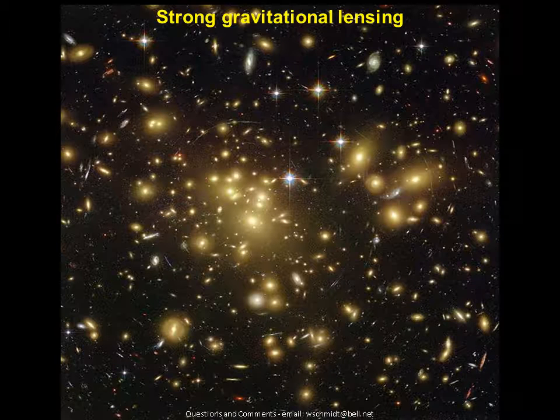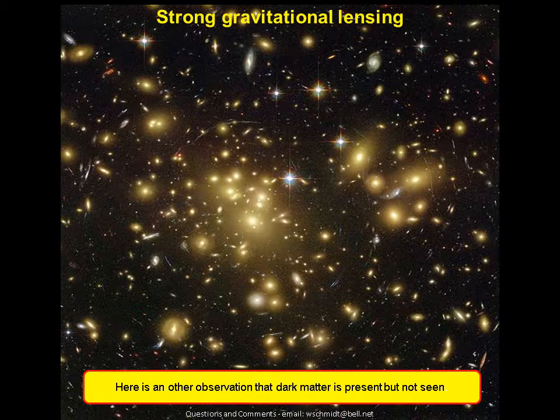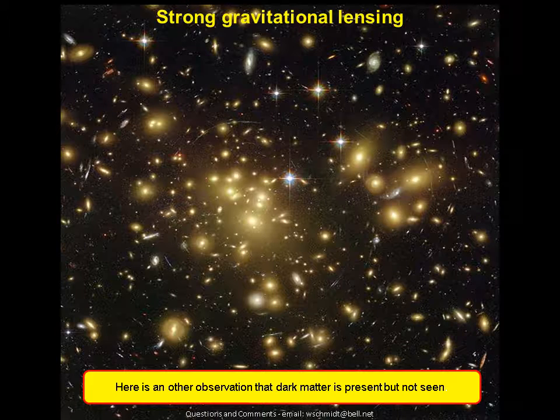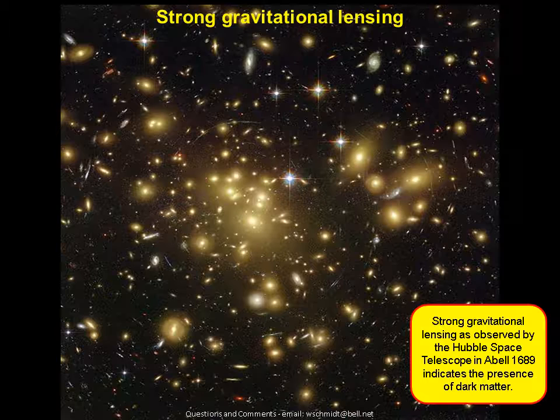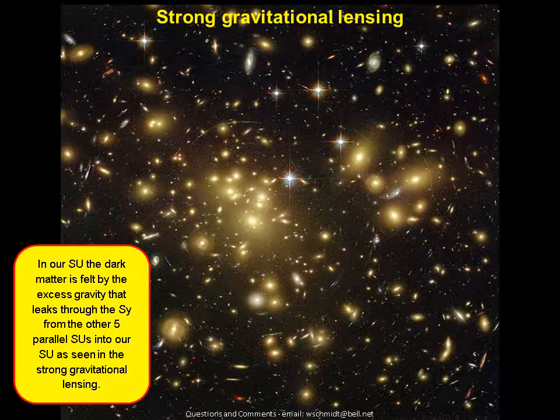Strong gravitational lensing. Here is another observation. The dark matter is present but not seen. Strong gravitational lensing, as observed by the Hubble Space Telescope in Abell 1689, indicates the presence of dark matter. In our subuniverse, the dark matter is felt by the excess gravity that leaks through the singularities from the other 5 parallel subuniverses into our subuniverse, as seen in the strong gravitational lensing.